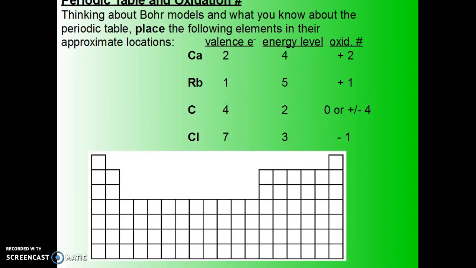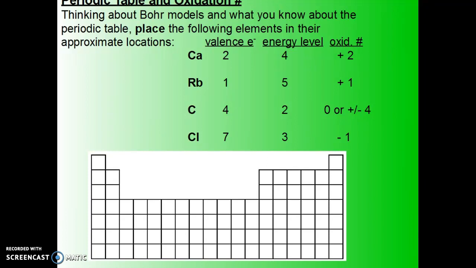Okay, we're going to arrange these elements on the periodic table based on their oxidation numbers. And this is going to help us to see that the periodic table is really organized in a way that you can just look at what row, what column an element is in to figure out what its charge would be. So let's look at calcium. Calcium has 2 valence electrons, and it is in energy level 4.